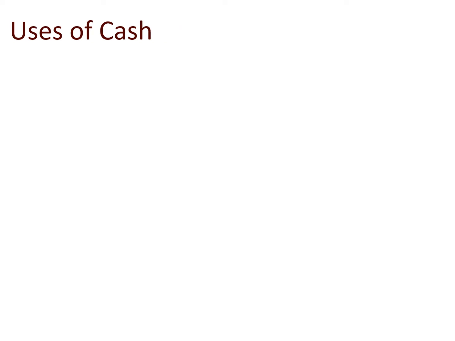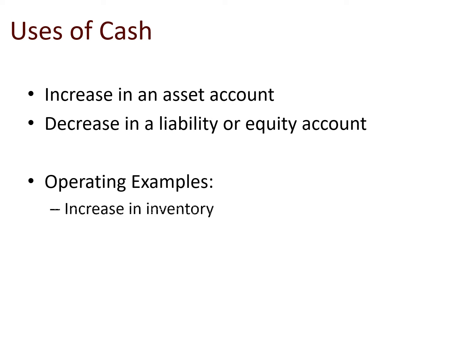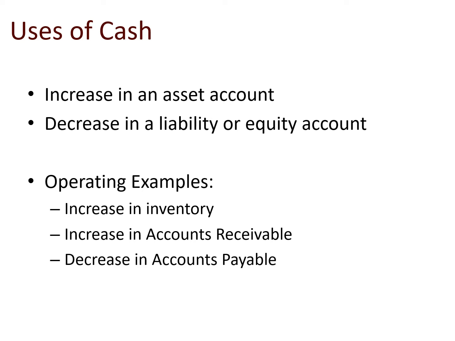On the flip side, or the reverse of that, is the uses of cash, and it basically is that. An increase in an asset account consumes cash. A decrease in a liability or equity account consumes cash. So operating examples, an increase in inventory will consume cash. An increase in accounts receivable, so if customers start paying us later, will consume cash. A decrease in accounts payable consumes cash.